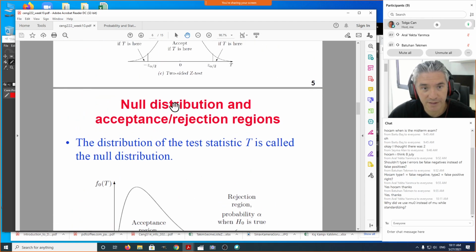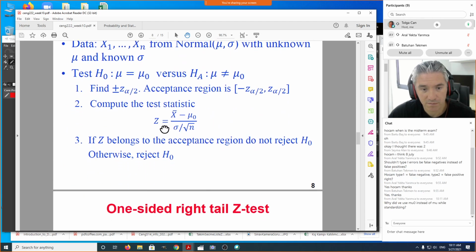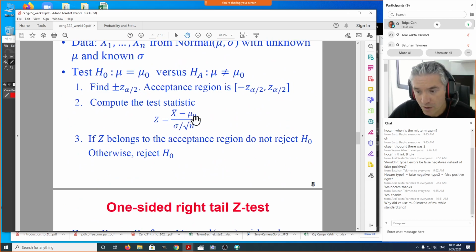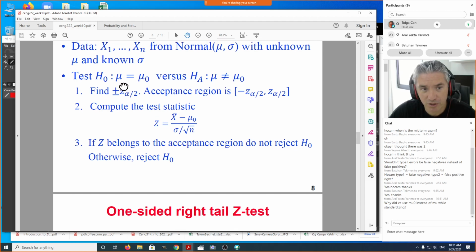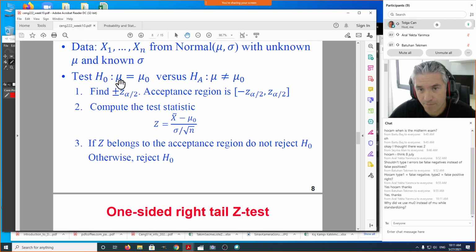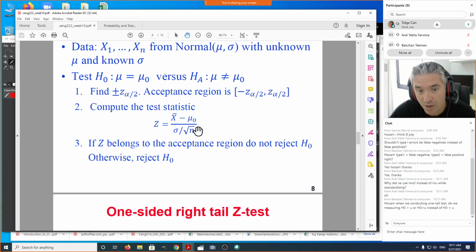While we're standardizing here, why did we use mu 0? Because we don't know mu. Mu is not given. Mu here is just the variable name for what we don't know. Mu 0 is given to us in our test. For example, the connection speed is 8 megabits per second. That 8 is what we use here. Mu is not known, and mu 0 is the value that is given in the question.